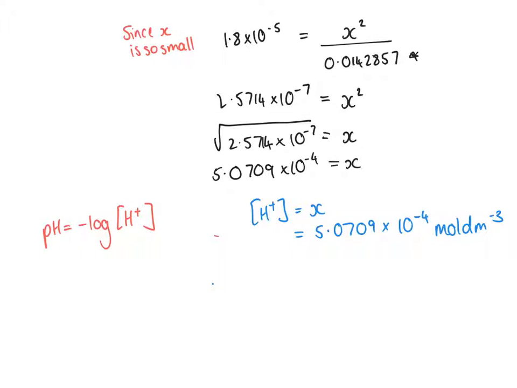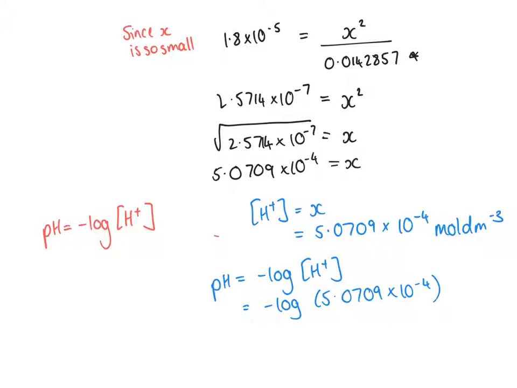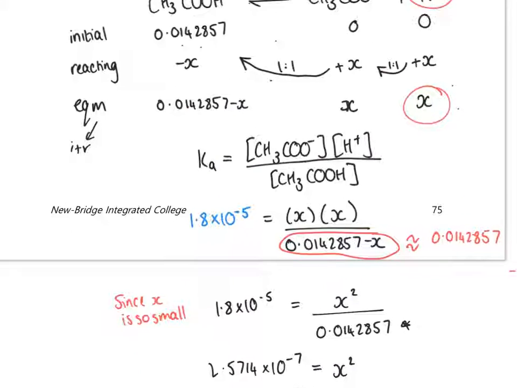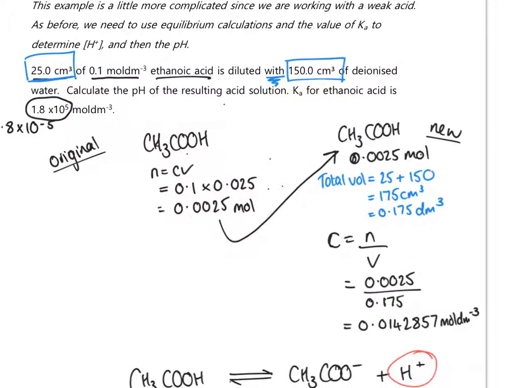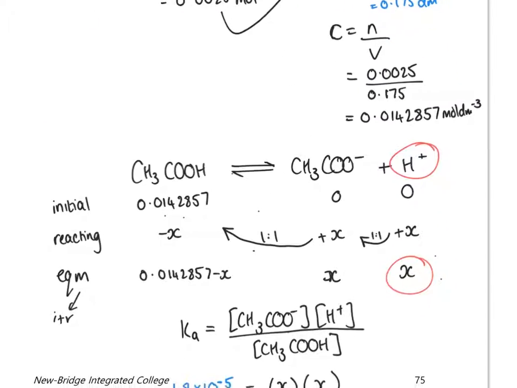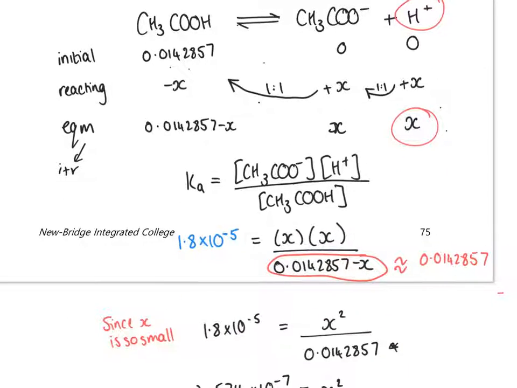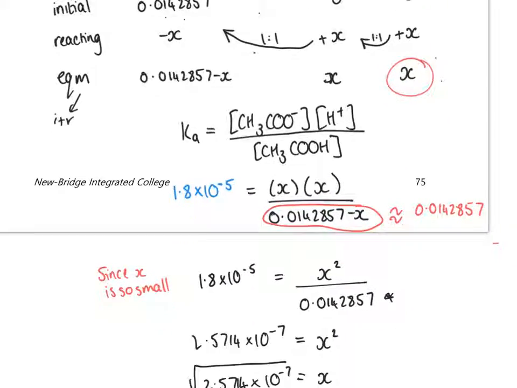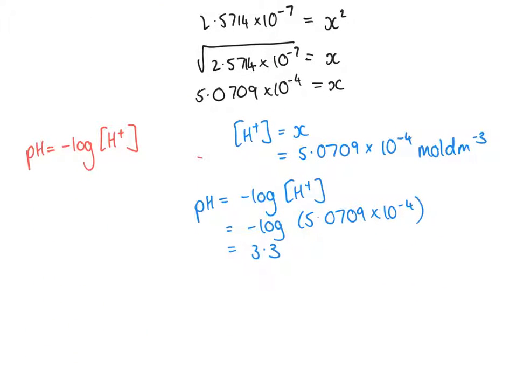So now I'm at my final stage of putting it into my equation for pH. So pH equals minus log concentration of my hydrogen ions, which is minus log 5.0709 times 10 to the minus 4, which is equal to 3.3. So again, we've followed the same three-step process, calculating the concentration of our new solution of acid, then working out the concentration of hydrogen ions, which was a little bit more complicated because we had to use our equilibrium calculation, and then putting that into our equation for pH to calculate the pH of the solution.